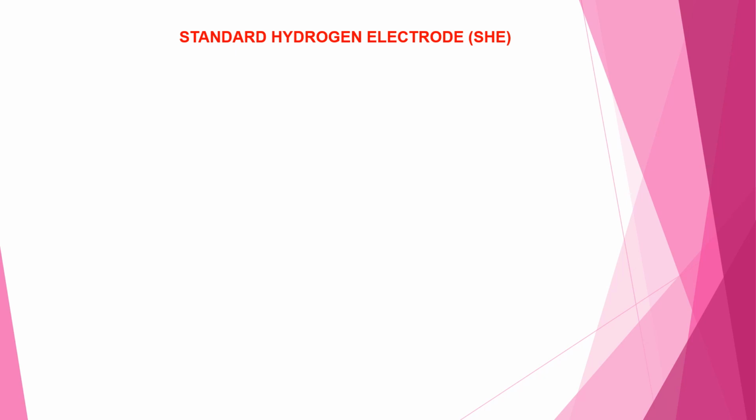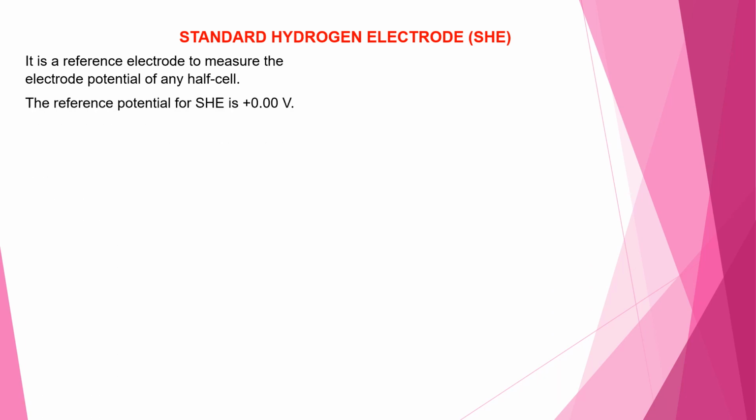Finally, let's answer the basic question. How are we able to determine the electrode potential value of a particular half cell? To do that, the standard hydrogen electrode is used, and the abbreviation for that is SHE. This hydrogen electrode is a standard electrode. It's a reference electrode that is used to measure the electrode potential of any half cell.